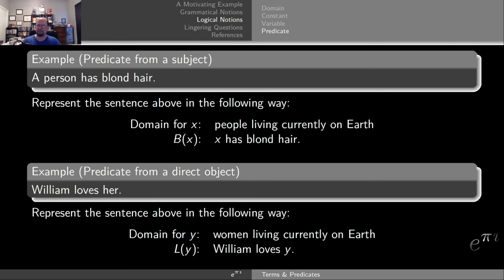Notice, this is not a traditional grammatical predicate. It doesn't make a statement about the subject. Instead, it's making a statement about the object, who is loved by William, is what it's really saying here. So this is something to point out. Grammatical predicates can indeed become logical predicates, but logical predicates are actually a more broad family than just grammatical predicates.